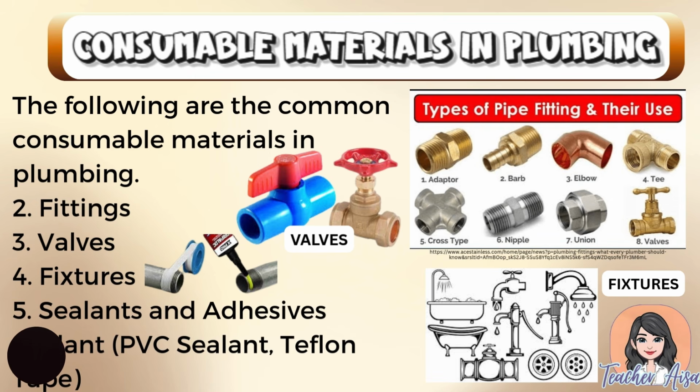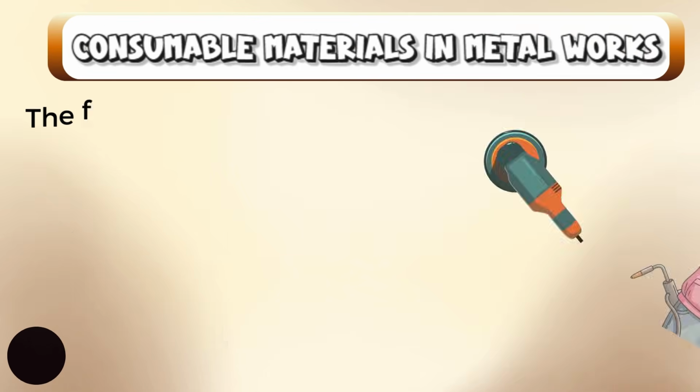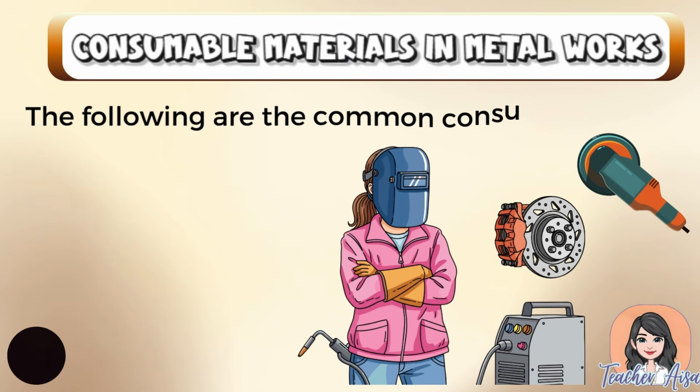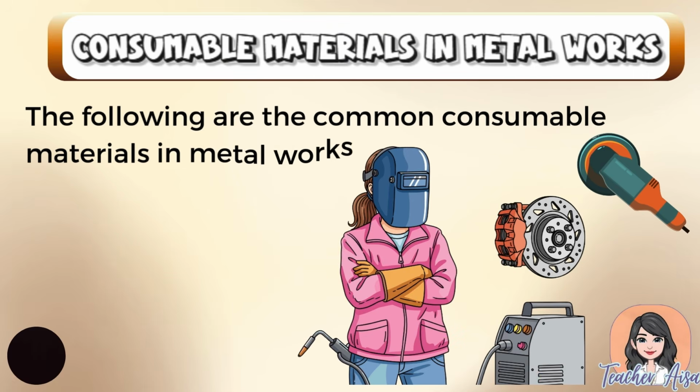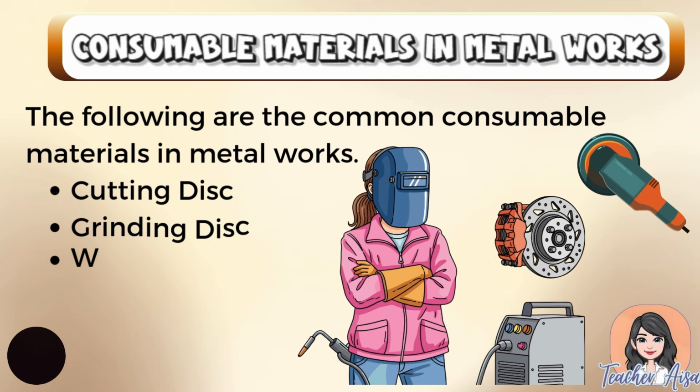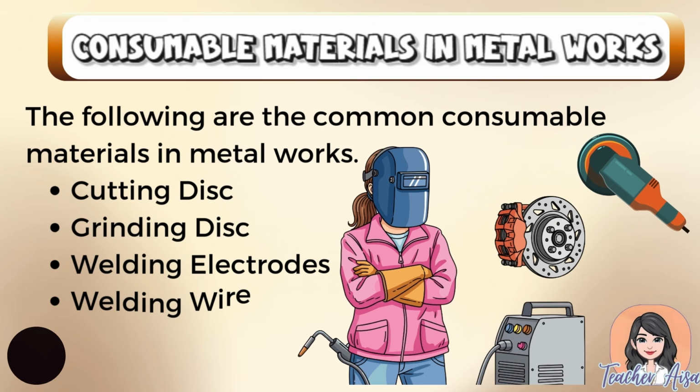Fixtures include sinks, faucets, and toilets installed in plumbing systems. They serve as the end-use components for water delivery. Proper installation ensures functionality and hygiene. Metalworks consumable materials. Metalworks use consumables such as cutting discs, grinding discs, welding electrodes, and shielding gas. These materials are essential in shaping, joining, and finishing metal. They are consumed during operation and need replacement.